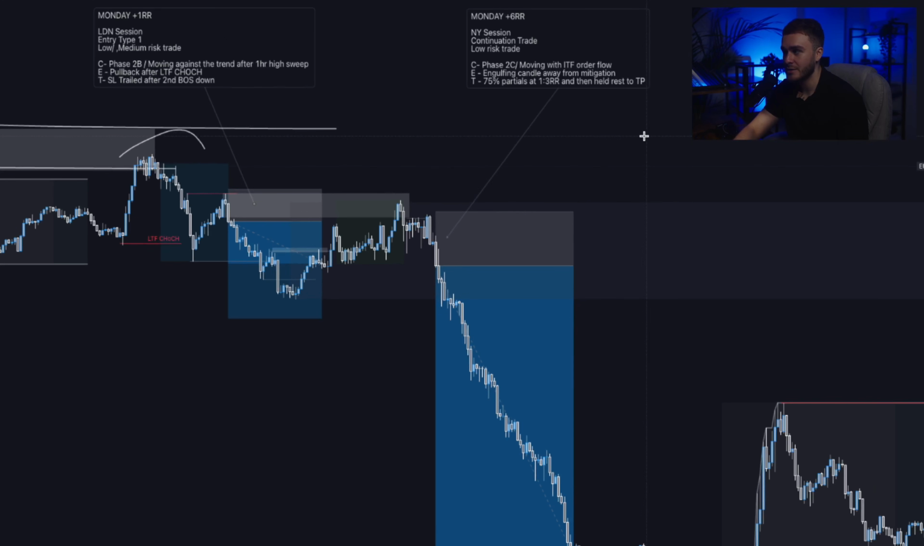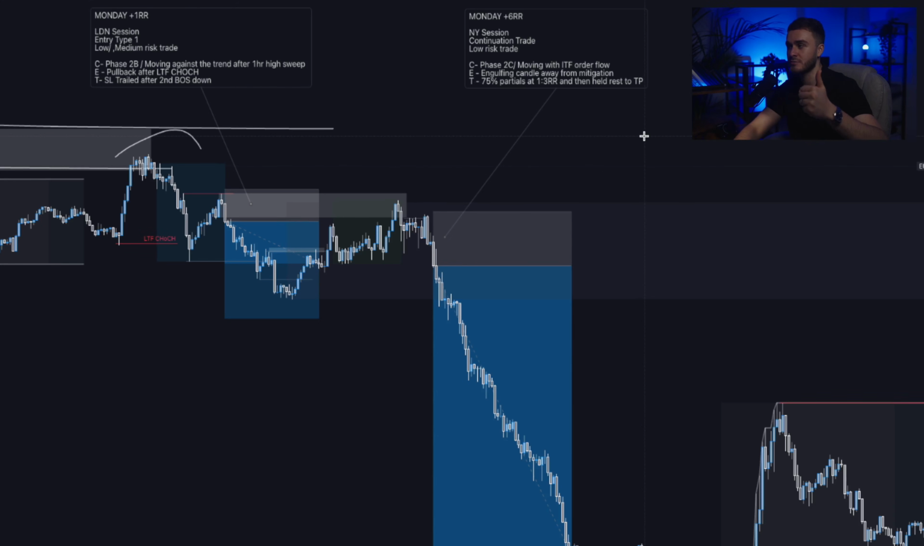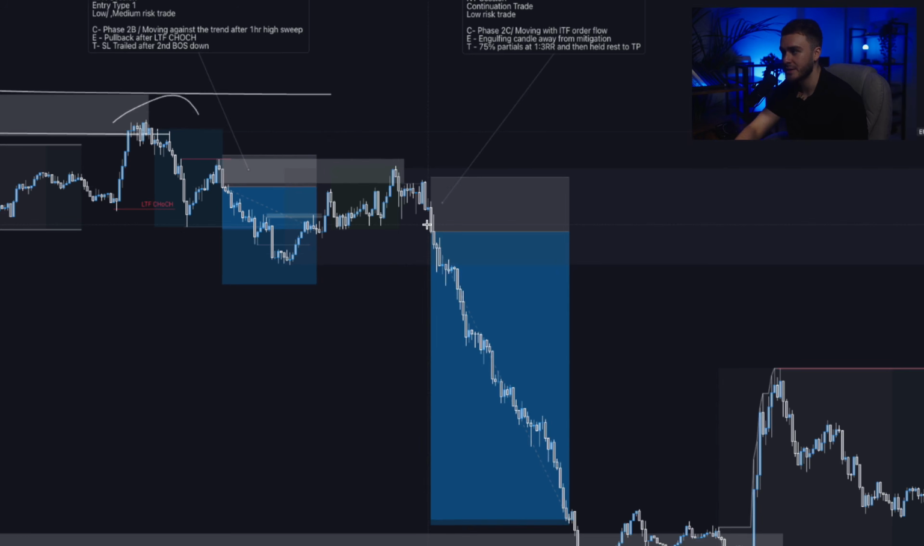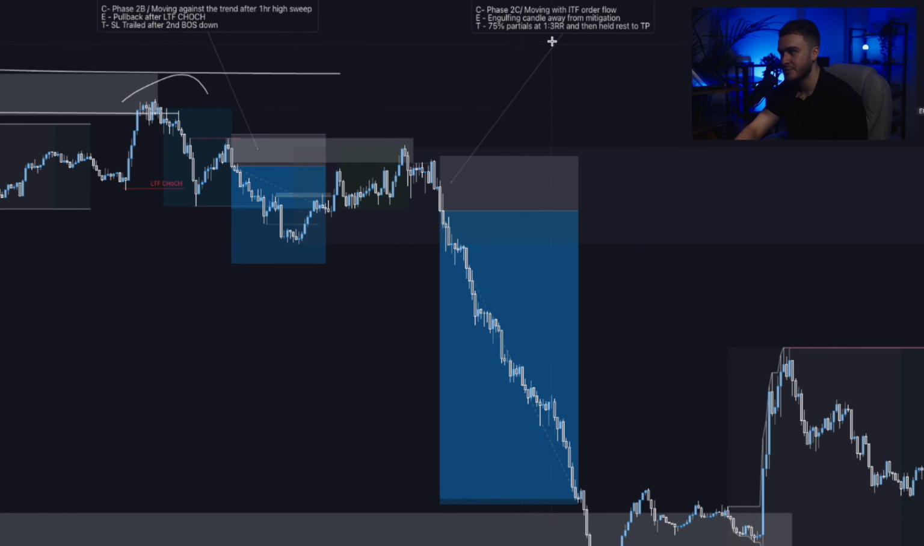So really breaking it down, we had a New York session entry, sticking to the timings that we've been used to so far. It's a continuation trade and a very low risk trade. Our context, we're moving with the high time frame and also the lower time frame order flow as well. Our execution, an engulfing candle away from the mitigation. And then finally, 75% partials taken at 1 to 3. That's personally what I took on this trade. And then the rest held to take profit around a 1 to 6 or so.